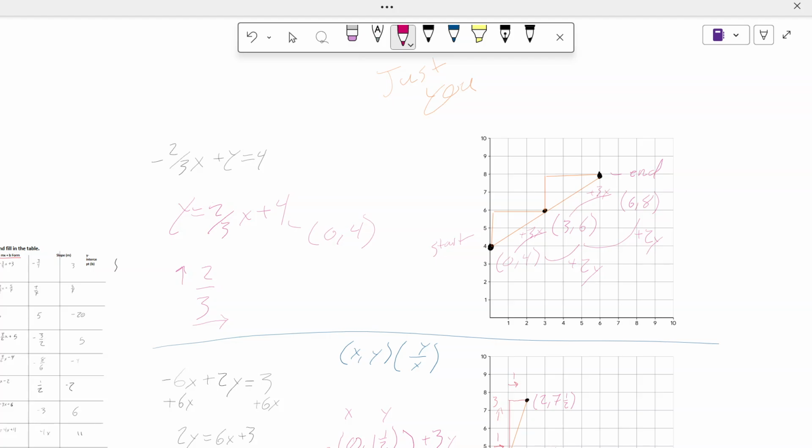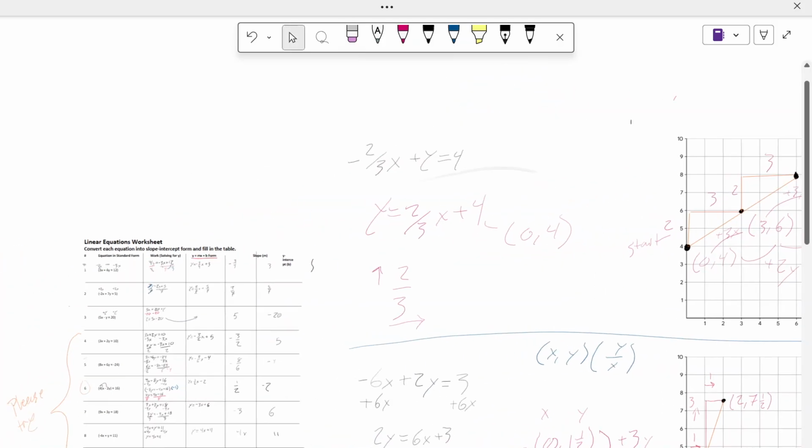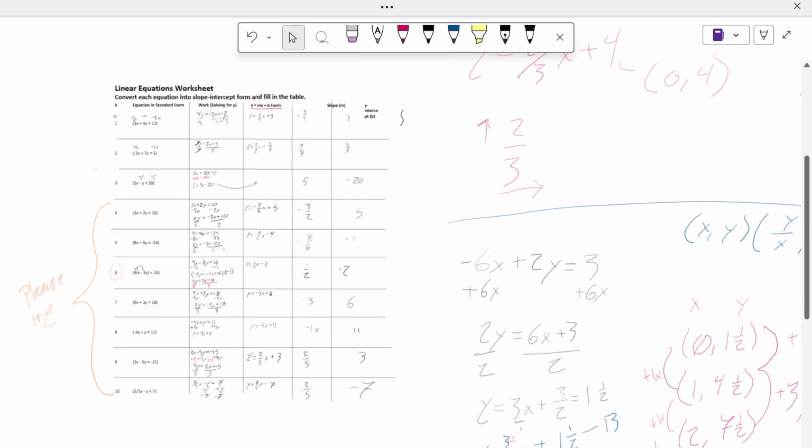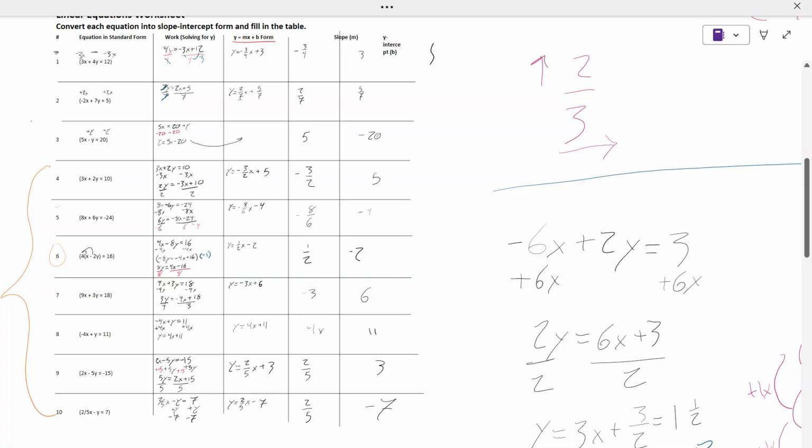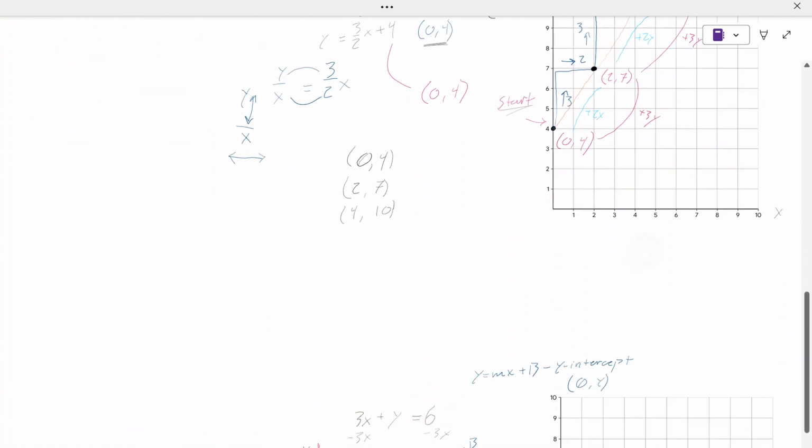Over 3. So, up 2, over 3. Okay, there is, I said I wouldn't do it, but there you go. But there's our lesson on, I think, 3.1.5, or just in general, this is our linear equations worksheet. So we'll leave it off there, and we'll reconvene next time.